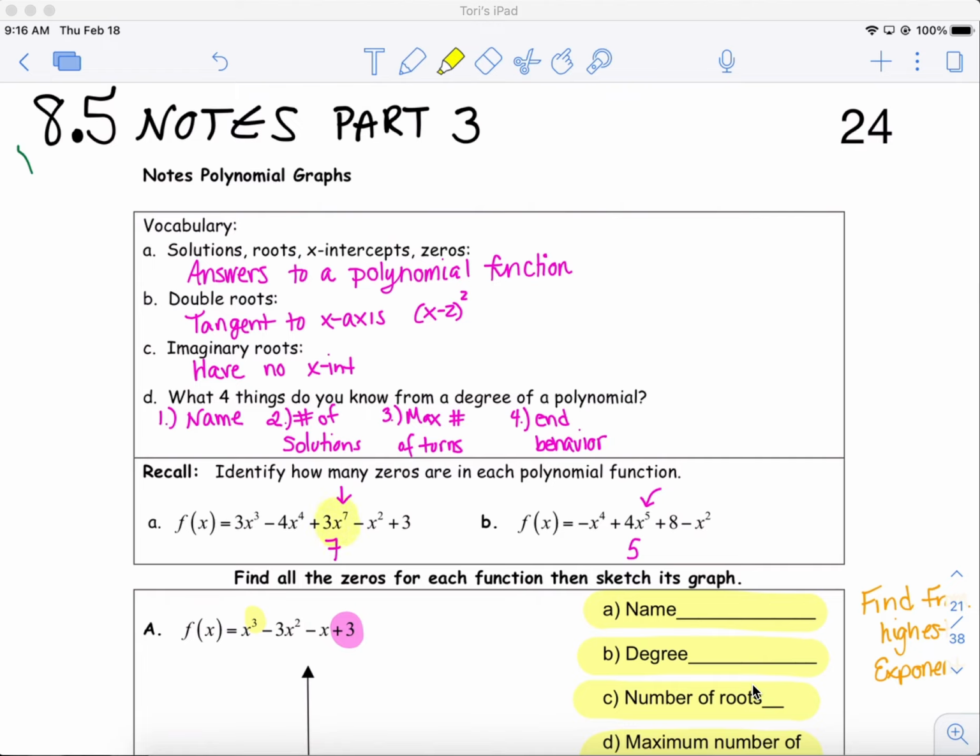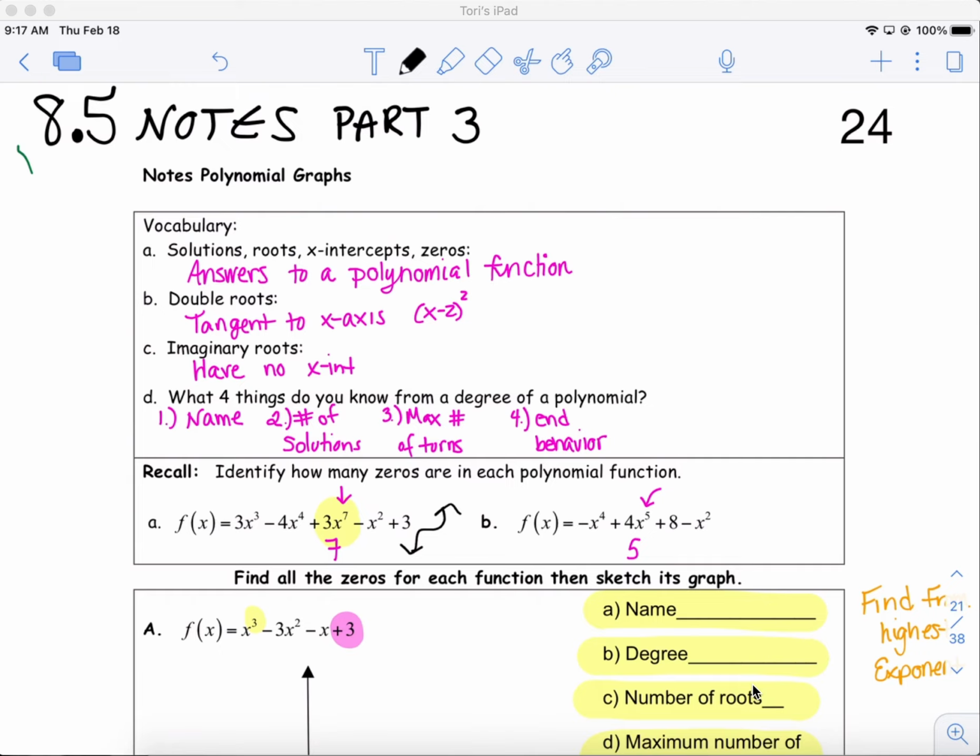For instance, if I just kind of recall up here for you, just knowing the highest exponent in this is 3x to the 7th, tells us the degree is 7. That's 7 zeros. They may be real, they may be imaginary. That would give us a maximum of 6 turns, and that would tell us the shape of our graph is going to be going something in this direction.